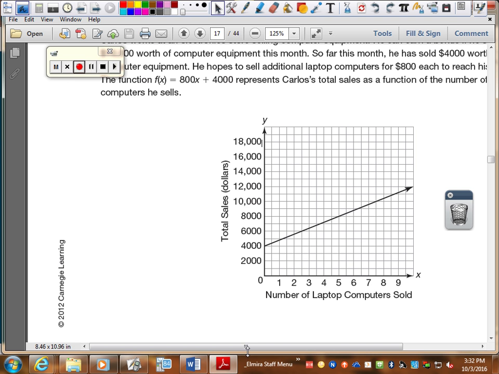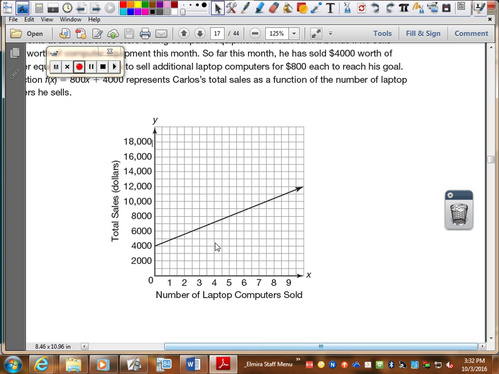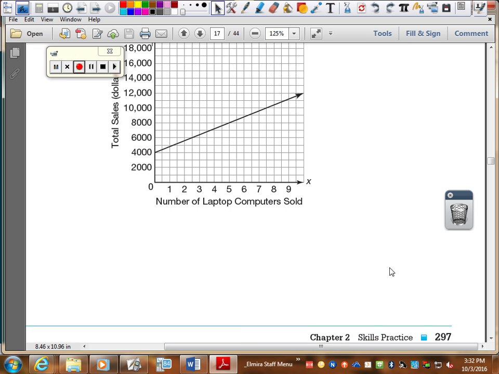Okay, so here's Carlos. He sells computers, and basically this is the graph. The more computers he sells, the more laptops, the more money he makes. His goal is $10,000, and so he would have to sell for the $10,000. So it looks like 7.5, but you can't sell 7.5 computers. He'd have to sell 8. So going on to the next page.